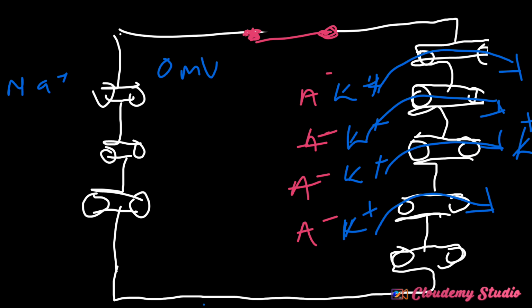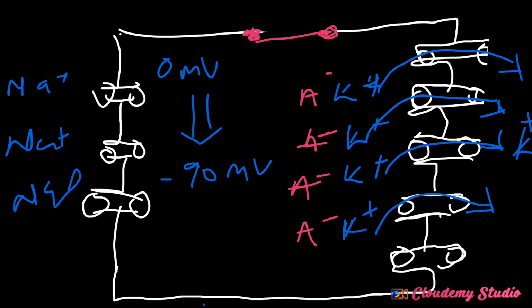So because potassium ions are flowing outside of the cell and we are leaving anions behind, the inside of the cell becomes negative, moving to about minus 90 millivolts. As we move to about minus 90 millivolts, we have a lot of potassium ions flowing outside of the cell, and that makes the inside of the cell negative to about minus 90 millivolts.